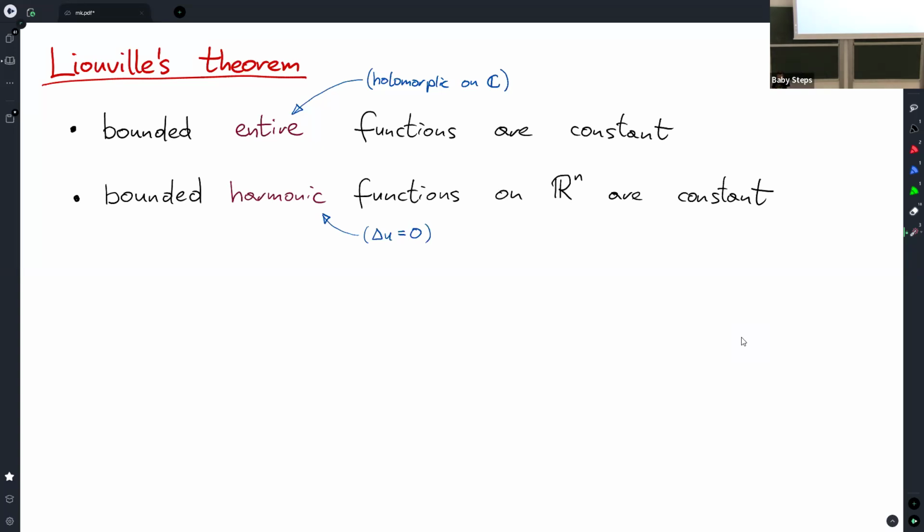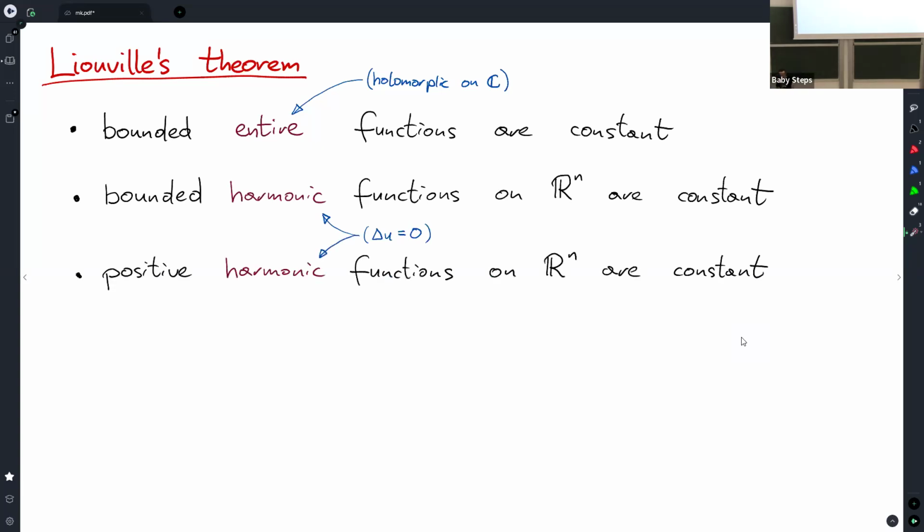And that also works in higher dimensional spaces, in arbitrary dimension, really. And there's an even stronger version of that result, which tells you that you don't need a two-sided bound. It's perfectly sufficient to suppose that your function is bounded on one side. Since you can always add a constant, it's typically phrased as positive harmonic functions are constant.